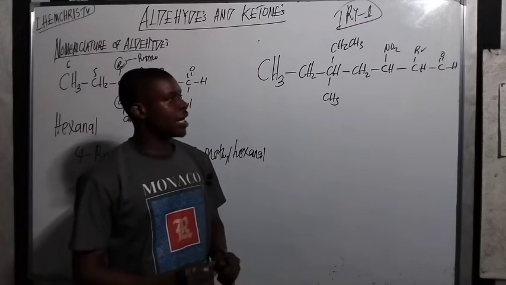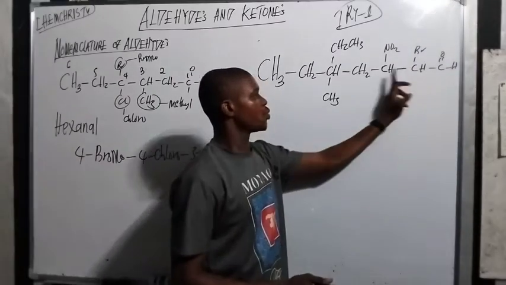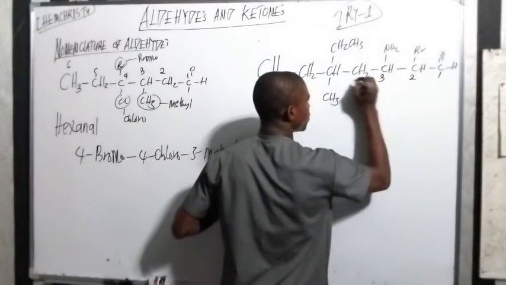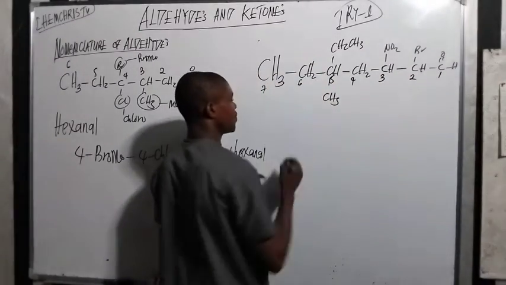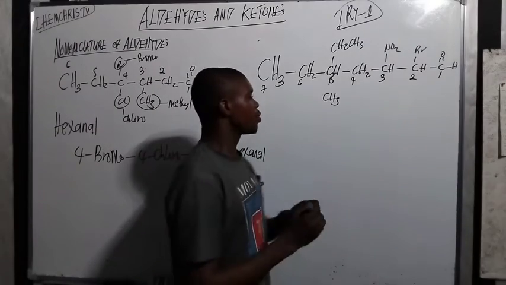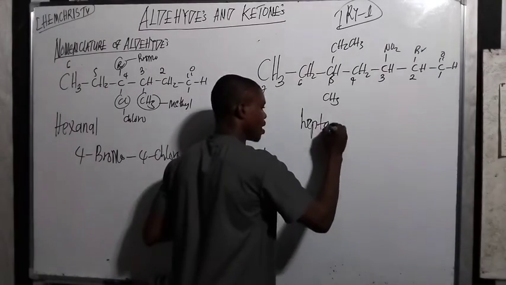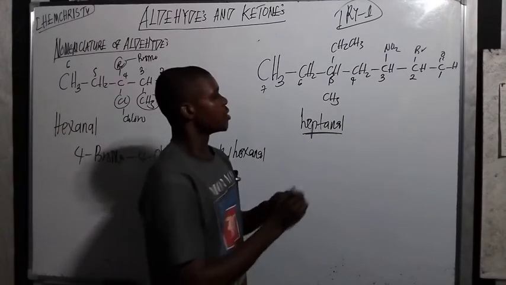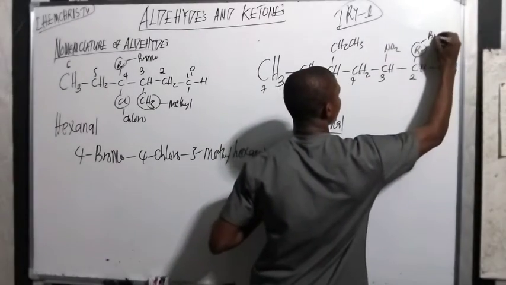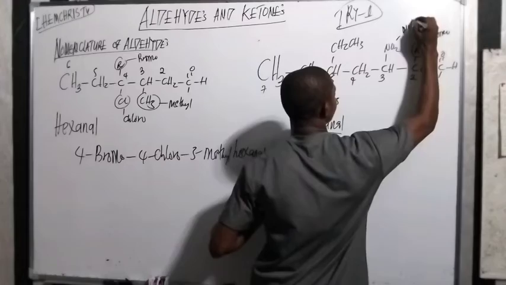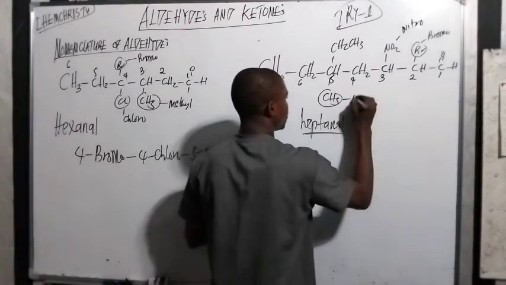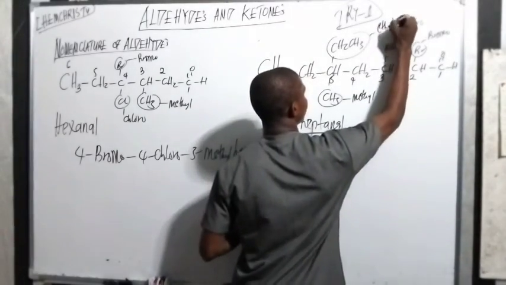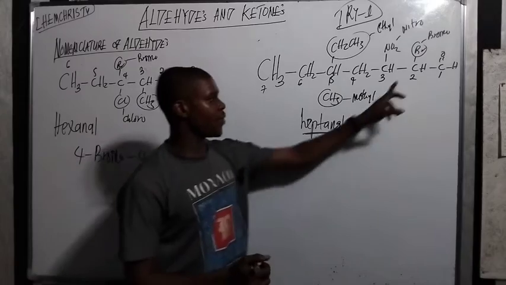Now, let's look at it together here. Remember, here we have 1, 2, 3, 4, 5, 6, 7, right? So we're going to have what? Heptanal, right? Now, here we have a bromo group, right? Here we have a nitro group. Here we have a methyl. Here we have an ethyl, right?